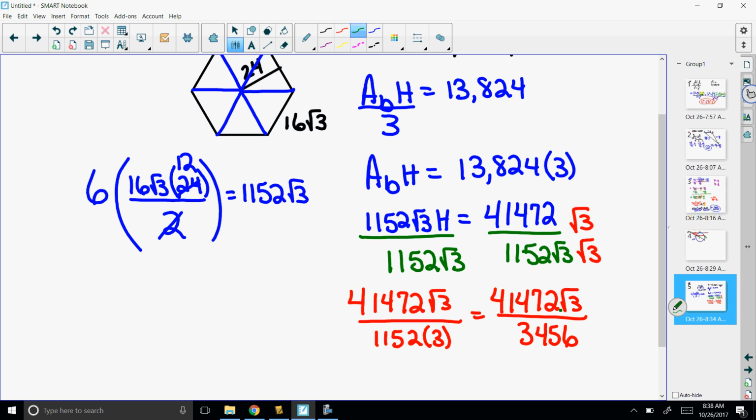And if you divide just those two numbers, 41,472 divided by 3,456, you end up with 12 radical 3. And your units are meters.